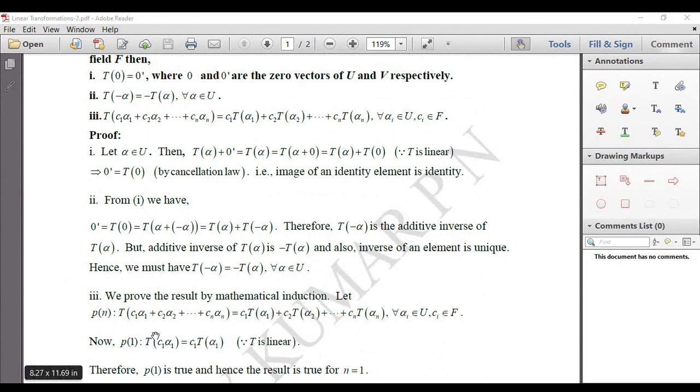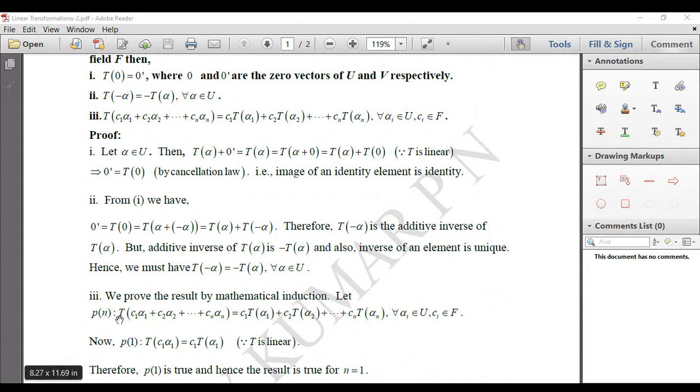So I can take out this scalar outside, and I can write this one as C1 into T of alpha 1. Therefore, we got the result for n equal to 1. That means if you choose only one vector, this is true. In fact, our theorem 1 proves it for two vectors.